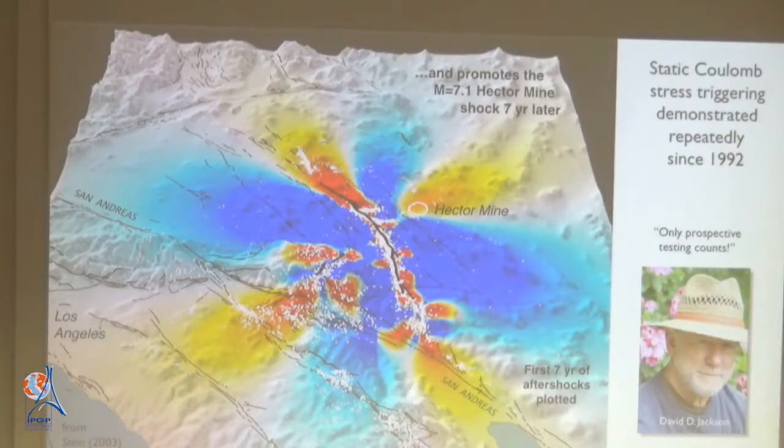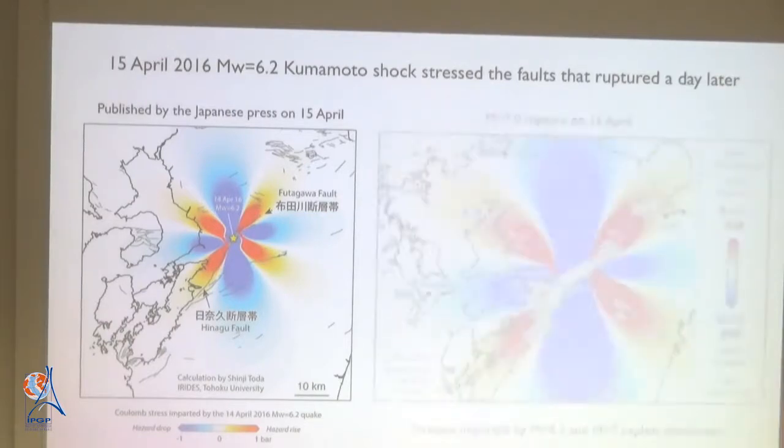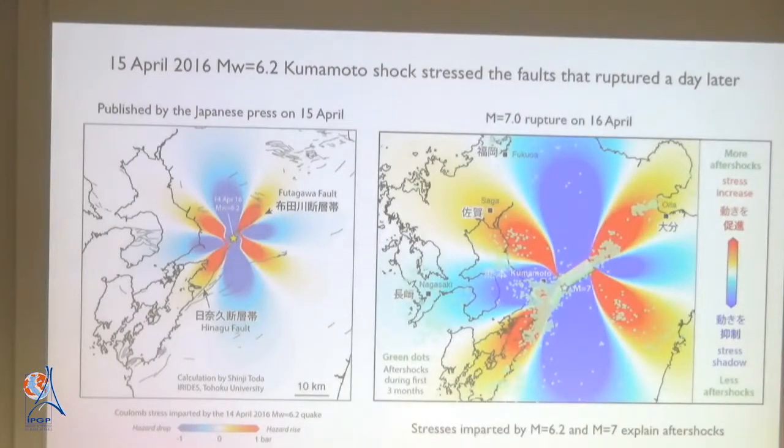So let me show you a couple of cases which are prospective. Here's one. This is a magnitude 6.2 earthquake that occurred in Kumamoto, Japan in 2016. And here's a calculation made by my collaborator, Shinji Toda, and he pointed out that two faults, the Futagawa fault and the Hinagu fault, are both in a stress Coulomb lobe as a result of this magnitude 6. He presented this calculation to the press, which was published on April 15th, and the next day we had a magnitude 7 that ruptured both of those faults. So it's a blind test.